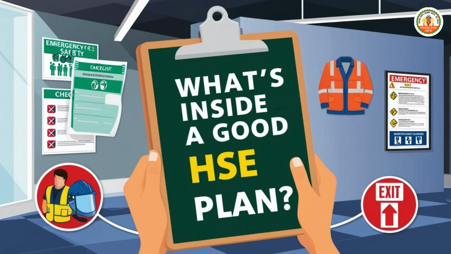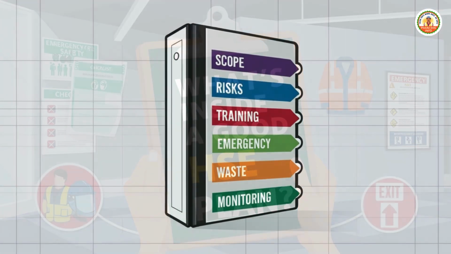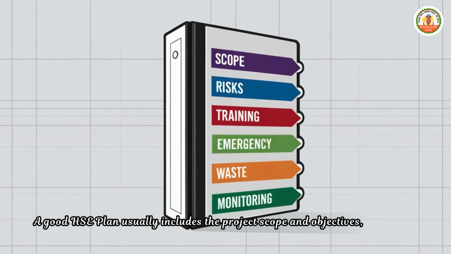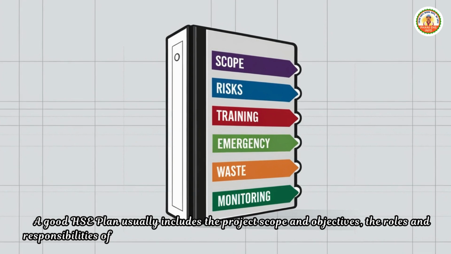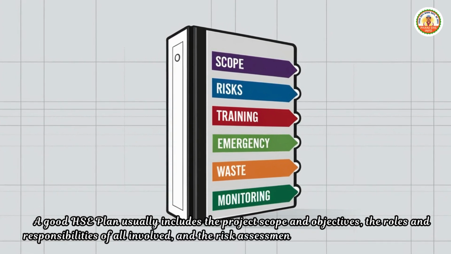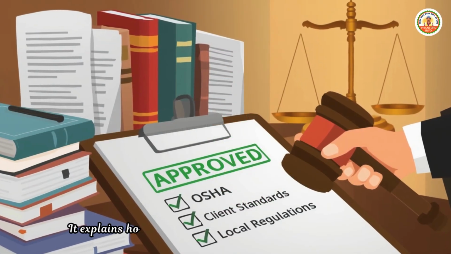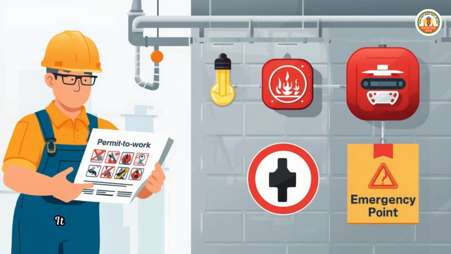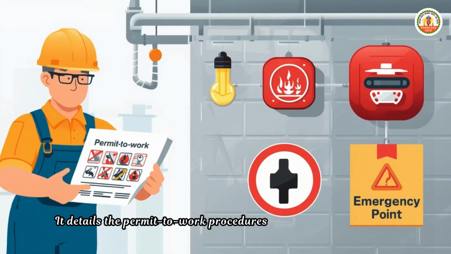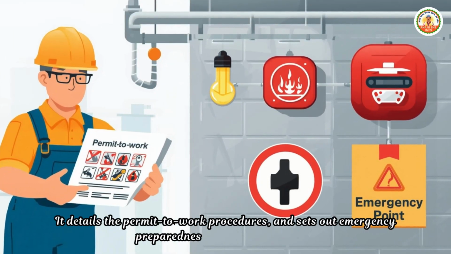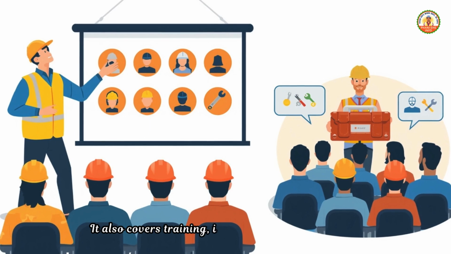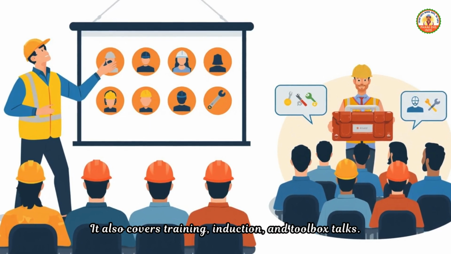What's inside a good HSE Plan? A good HSE Plan usually includes the project scope and objectives, the roles and responsibilities of all involved, and the risk assessments with their control measures. It explains how legal and regulatory compliance will be met. It details the permit-to-work procedures and sets out emergency preparedness and response plans. It also covers training, induction, and toolbox talks.